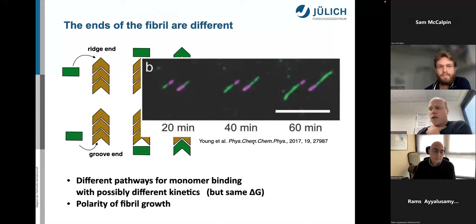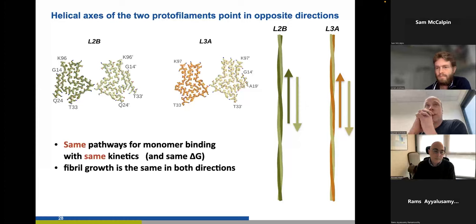I think this is a paper from the Kaminsky group where they showed that the fibrils actually grow with different speed and in different directions. But if you have, as in this case here in our L2B and L3A fibrils, the polarity is opposite. So once one strand goes up and the other goes down, that means the ends are identical. That also means that binding is completely symmetric to both sites, and also the fiber growth will be the same in both directions. So I found this quite interesting because I'm not aware that this has been described before.